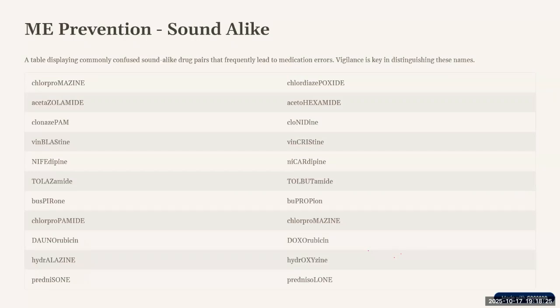Also, I was telling you about abbreviations, which can be confusing for us and cause medication errors. We need to be vigilant to distinguish between the names. Chlorpromazine, as you see, looks confusing. That's a sound-alike, chlordiazepoxide. So acetazolamide, acetohexamide, like that many examples are given. Hydralazine, hydroxyzine, prednisolone. These are different drugs which sound similar and need to be written in tall man letters, to differentiate between each drug, so the nurses can easily read them, with better knowledge for receiving and administering the drug to the patient.